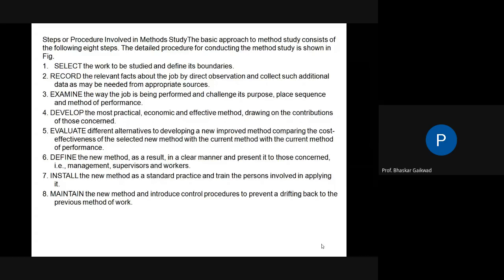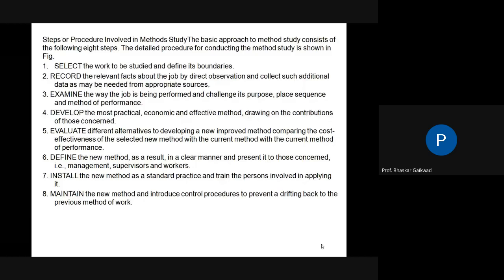After developing, you have to evaluate. Evaluation means, just like your paper evaluation, how much mark out of a hundred. Similarly, for manufacturing, how much will the cost be? That is the evaluating technique. After developing the new method, you have to evaluate it and define the new method clearly and present it to the concerned management and supervisors. You can define these methods to everyone who exists in the industry, maybe workers, supervisors, and management.